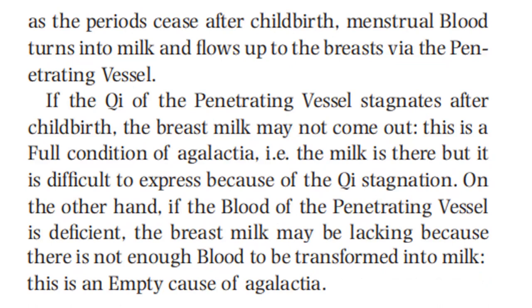If the chi of the penetrating vessel stagnates after childbirth, the breast milk may not come out. This is a full condition of agalaxia. That is, the milk is there, but it is difficult to express because of the chi stagnation. On the other hand, if the blood of the penetrating vessel is deficient, the breast milk may be lacking because there is not enough blood to be transformed into milk. This is an empty case of agalaxia.